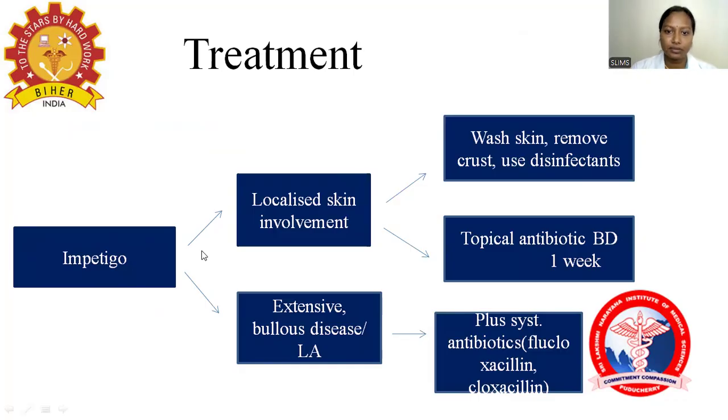For treatment, if the impetigo is localized, you always remove the crusting. That is very important, because if you keep applying ointment without removing it, nothing will work. How to remove the crust? By giving saline soaks. Then you can give an antibiotic. If it is localized, a topical antibiotic is usually enough. If it is extensive, then we go for systemic antibiotics, particularly first generation cephalosporins or penicillins.